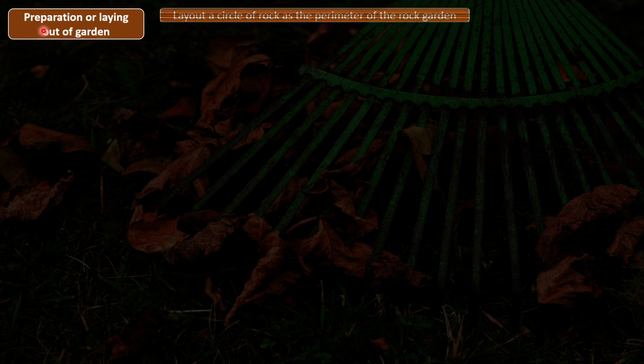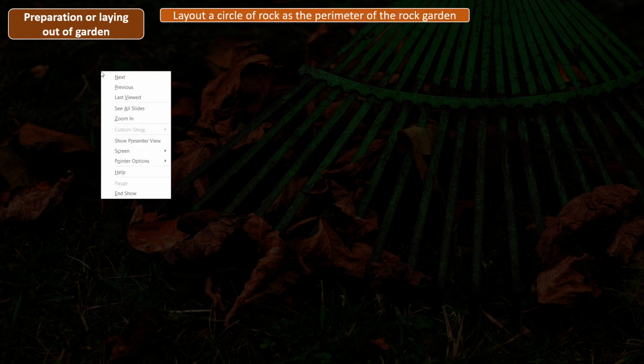Now, preparation or laying out of the garden. How are you going to put up your rock garden, that we are going to understand. We will understand what the procedure of making a rock garden is. Very first of all, lay out a circle of rock as the perimeter of the rock garden.